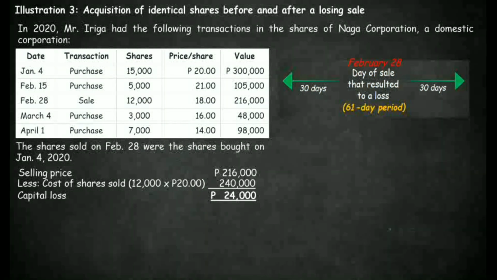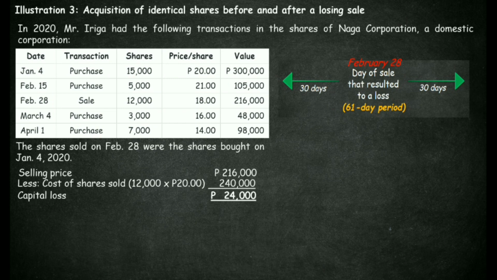Alright, so now, tingnan natin itong mga purchase transactions ni Mr. Riga. So, etong purchase transaction on January 4, hindi na natin to i-consider kasi dito galing yung shares na binenta ni Mr. Riga on February 28. So, dito tayo sa February 15. Nagkaroon ng purchase of 5,000 shares. So, ngayon, ang question is, pasok ba siya sa timeline ng wash sale? So, kailan nangyari yung purchase? February 15. So, that is before the sale. Kasi yung sale is on February 28. So, pasok ba? Pasok siya sa within 30 days before the day of the sale that resulted to a loss. So, definitely, again, pasok siya.